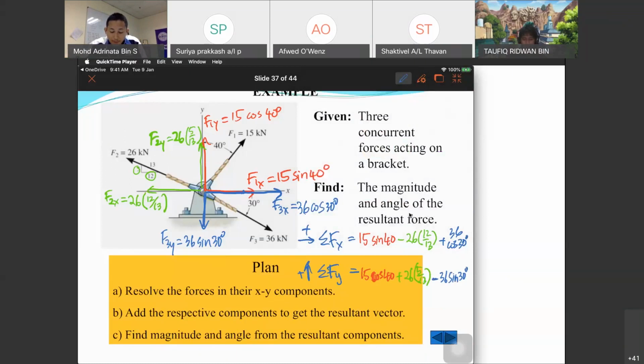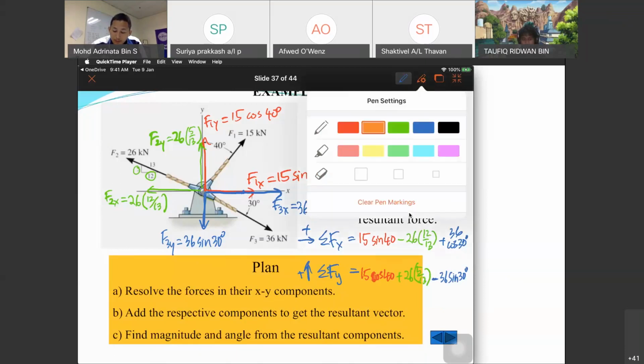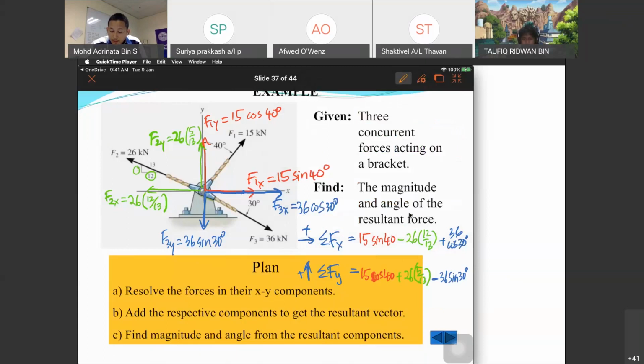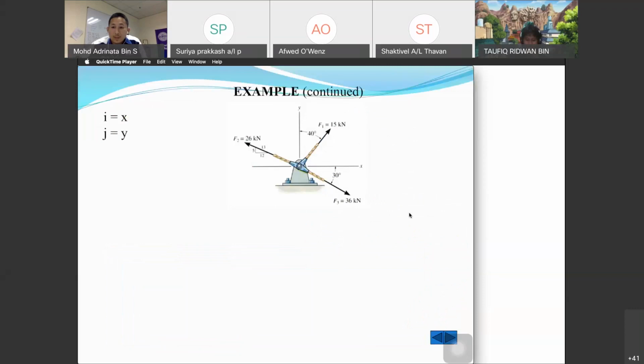Okay, so after getting x and y, you will get your Fx and Fy. So you can calculate your Fr, and then you can get your theta. So that's how we're going to solve our statics question.